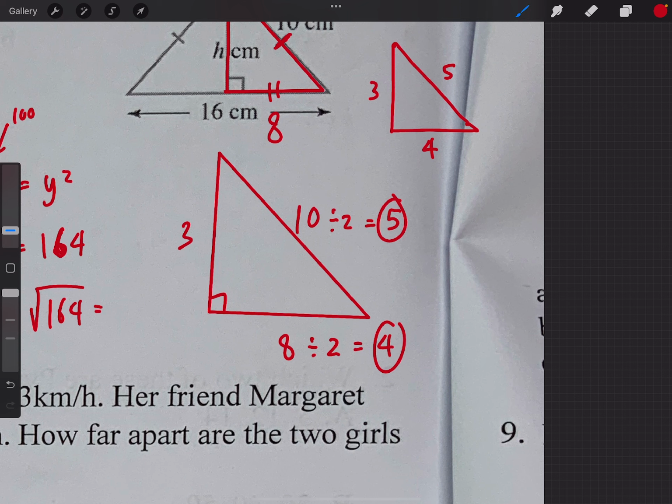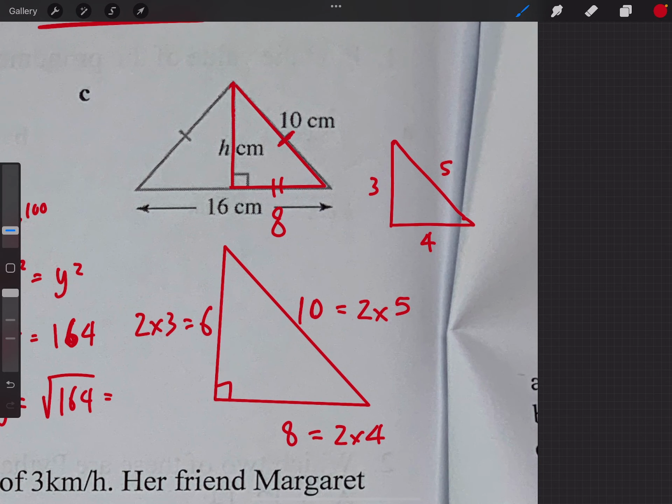Let me just rewrite this. 10 is equal to 2 times 5. 8 is equal to 2 times 4. So this one must be 2 times 3, and that's going to equal 6. So we found the height h is equal to 6 centimeters.